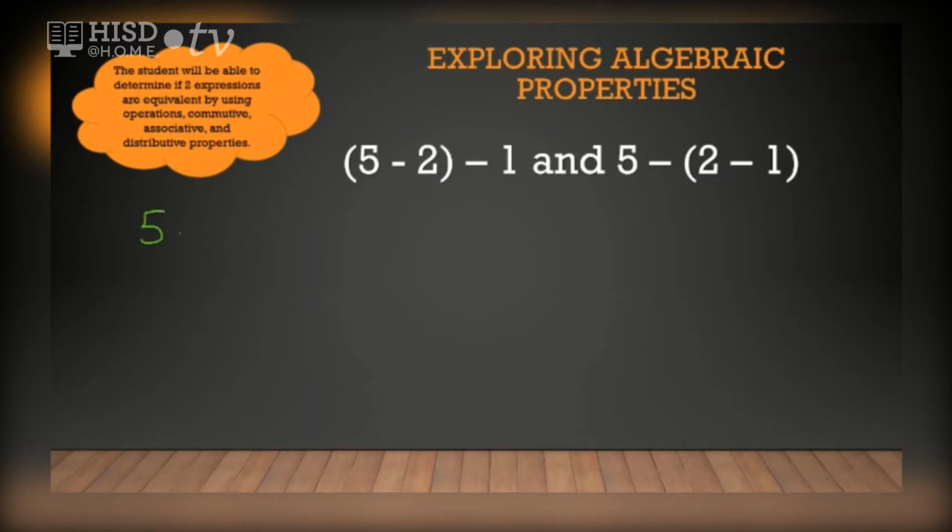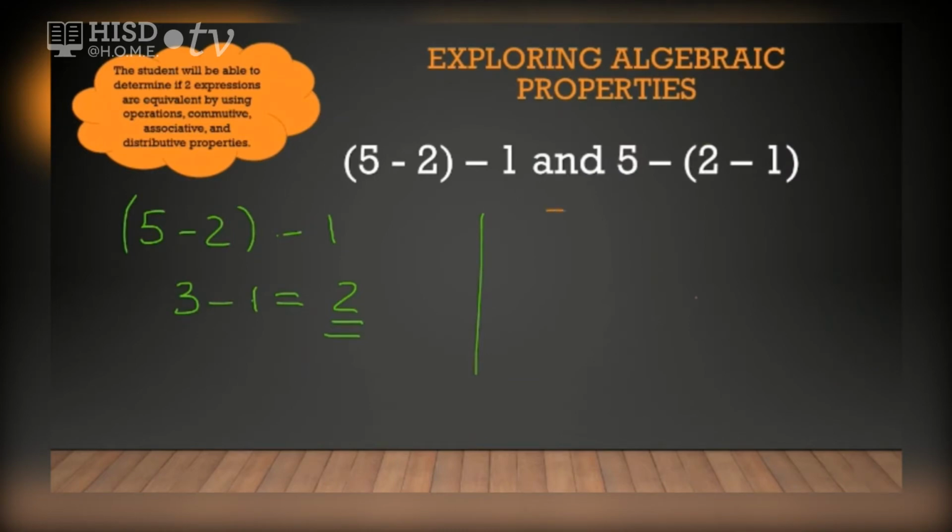We have inside the parentheses 5 minus 2, and then we subtract 1. We start with the parentheses because of my order of operations. 5 minus 2 is going to equal 3, and then I subtract 1. That means that my final result is going to be 2. Let's look at the other expression.